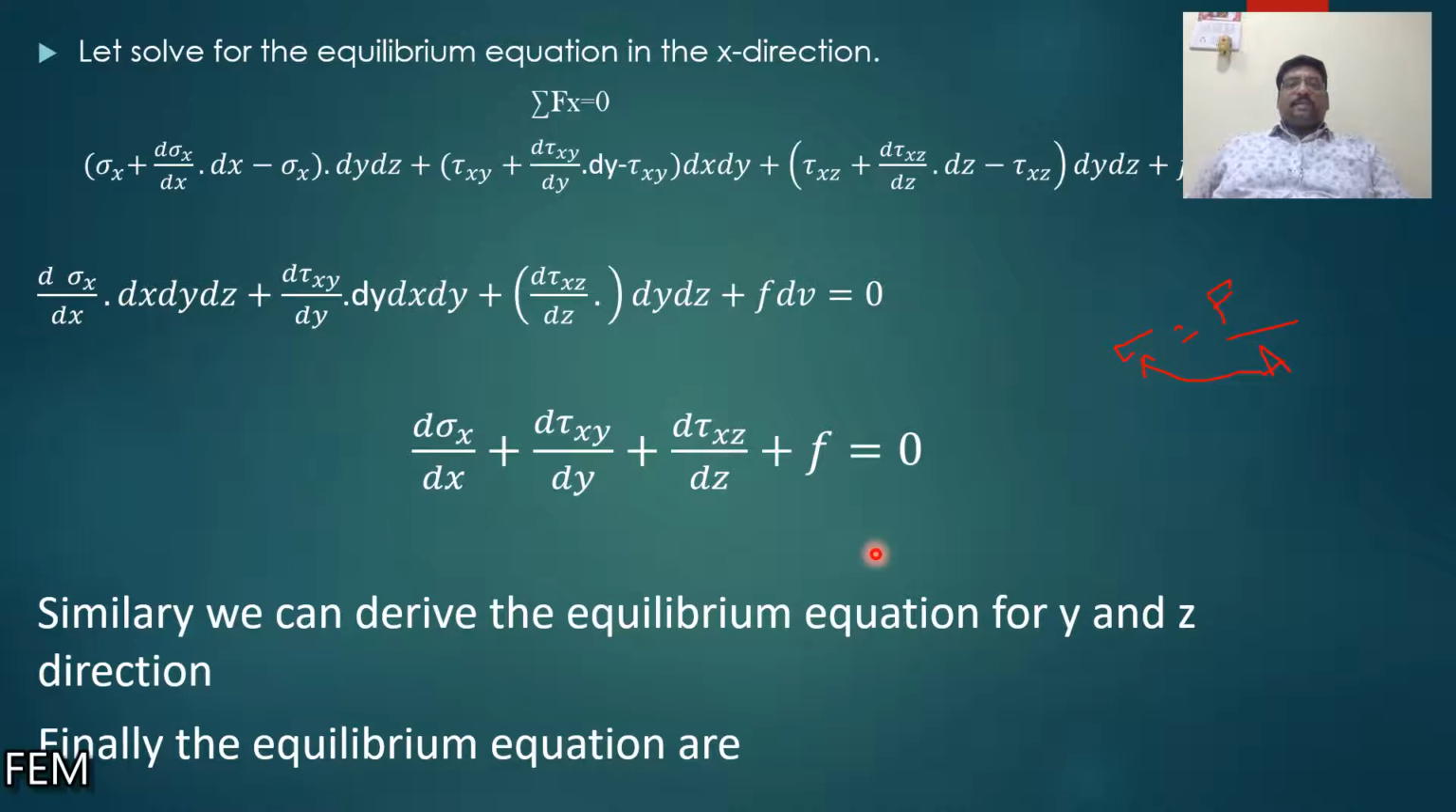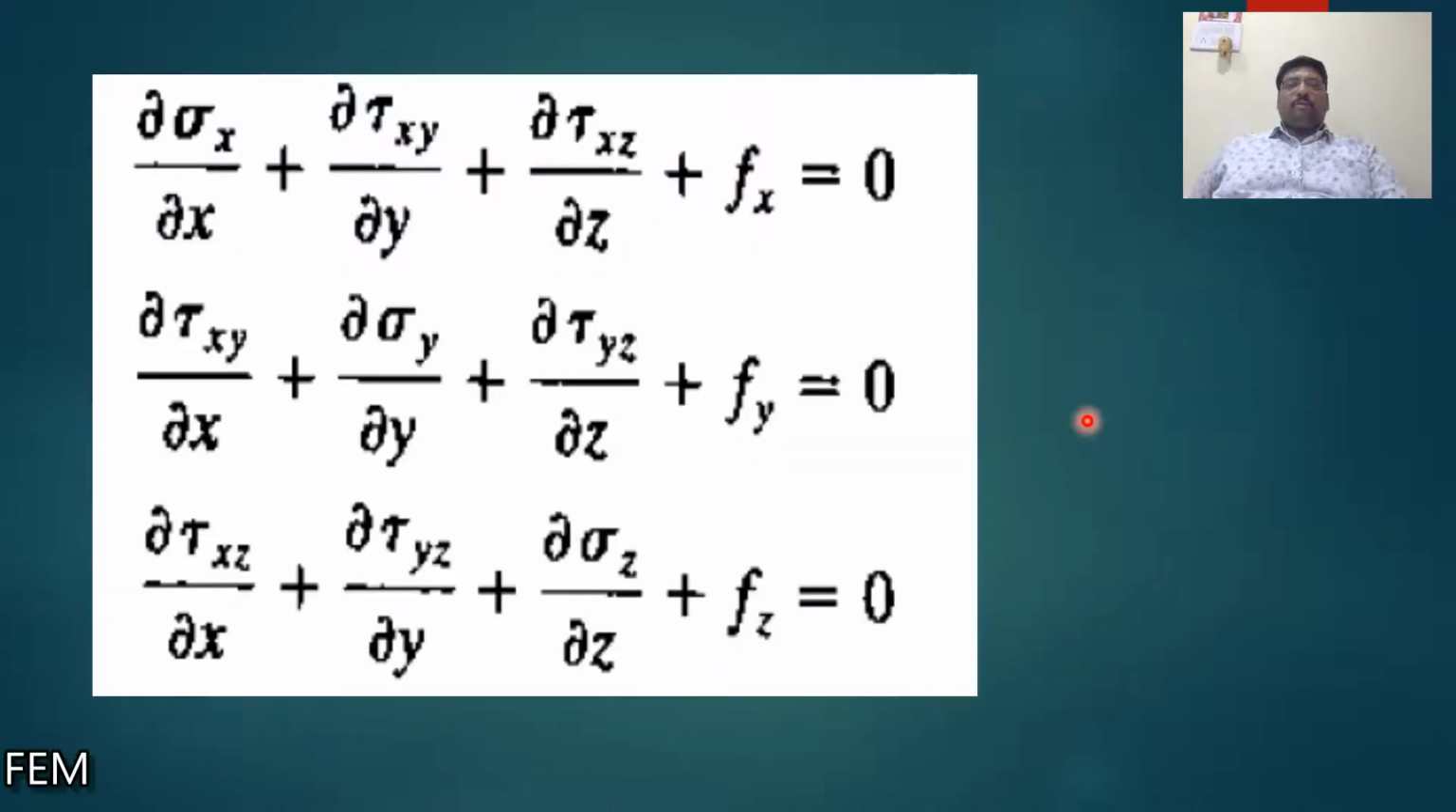So this is the equation which is developed when the force is applied in the x direction. Similarly, I can derive the equilibrium equations in all the directions. So finally, we get 3 equilibrium equations. Since the sum of forces in x direction is equal to 0, sum of forces in y direction equal to 0, and sum of forces in z direction is equal to 0, I can write it as ∂σx/∂x + ∂τxy/∂y + ∂τxz/∂z + fx = 0.